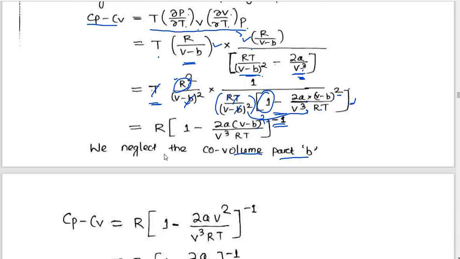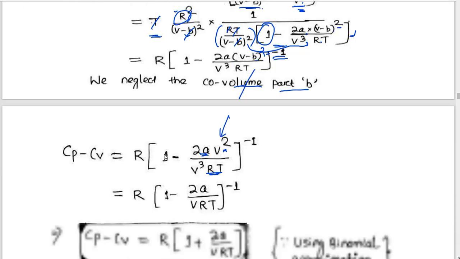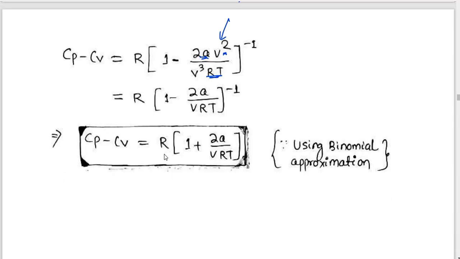So what will be the equation? V minus b will be only V. So 1 minus 2a V square by V cube R T directly from this part. Okay, what will be the equation? Next, R into 1 minus, V square and V cube cancel, remaining part is only 1 V in the below part. 1 minus 2a by V R T, whole to the power minus 1.